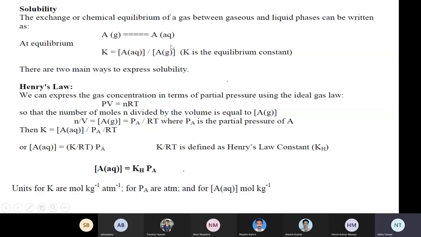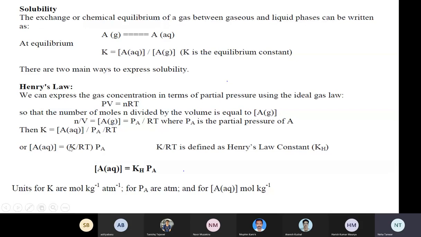Now we want to substitute this A gas, the concentration of the gas, with the pressure of the gas. How do we do that? Do we have a relationship between the volume concentration of the gas and the pressure? Yes, we do, and that is the ideal gas law. PV is equal to nRT. n by V is actually the concentration of the gas, and that can be equated to pressure by RT. Now, this RT is more or less constant, right? So, what do we get?